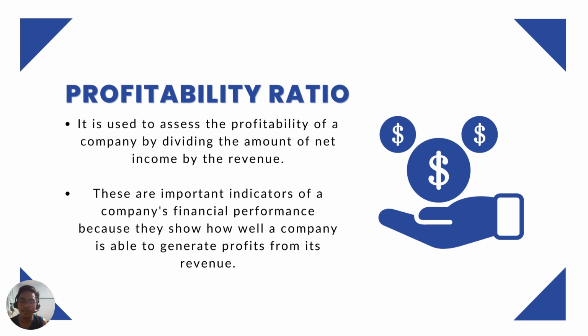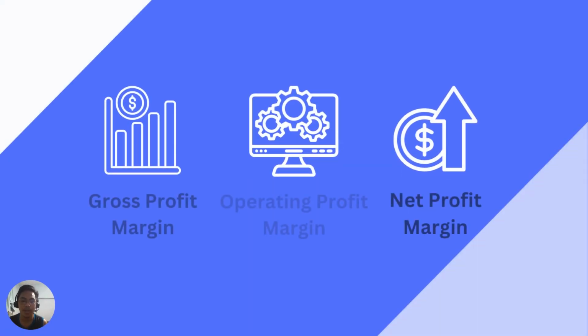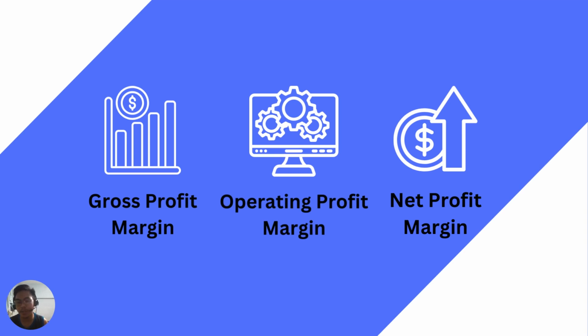It is important because profitability ratios indicate a company's financial performance, because they show how well a company is able to generate profit from its revenue. They are useful for comparing a company's profitability to other companies in the same industry or to the company's own performance over time.